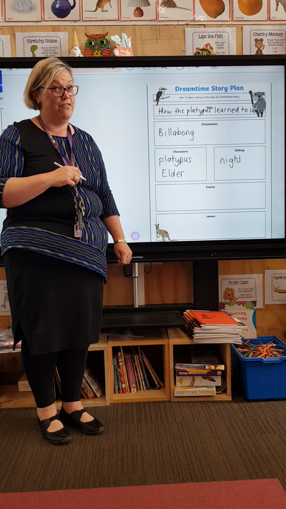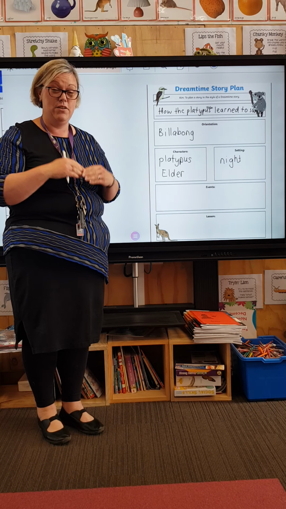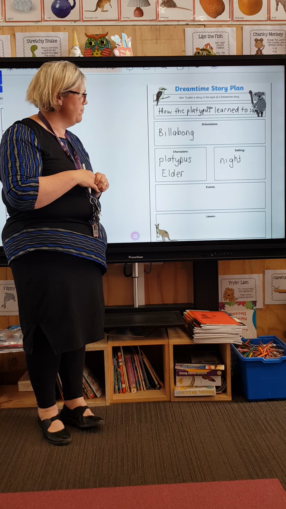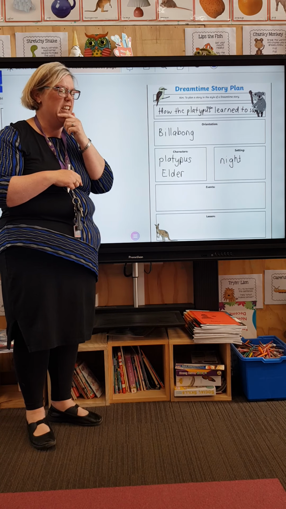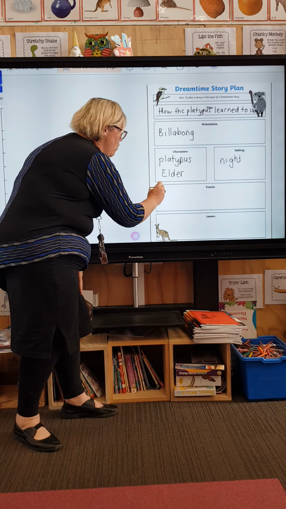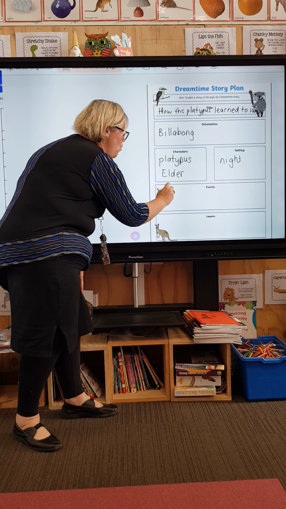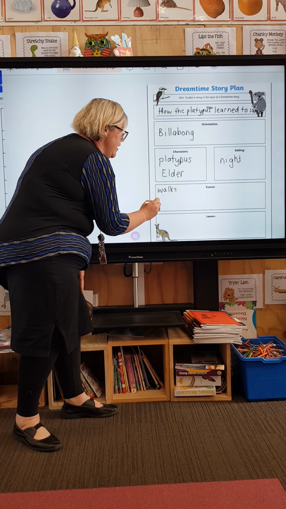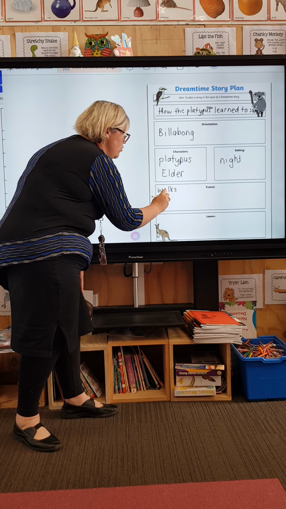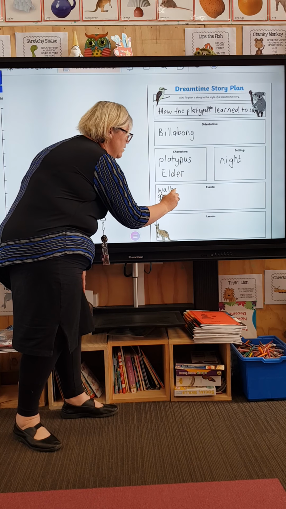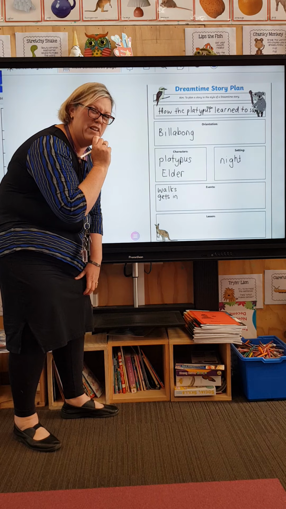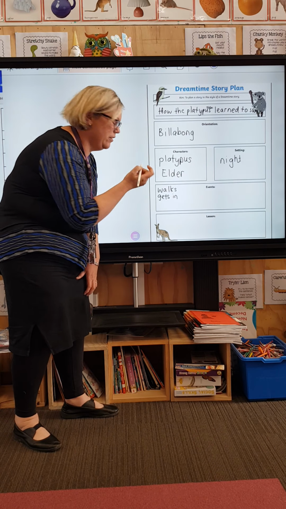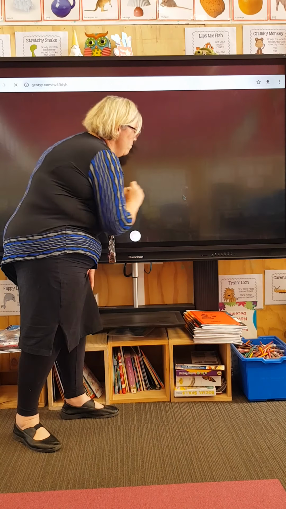The events. We're good at events because we've been doing lots of sequencing this year. So my platypus has to learn to swim, so I might need to have him, maybe, I might say he walks, he gets in trouble. Sometimes in these stories it's usually people who are not being very wise, and then they have to learn a lesson, don't they?